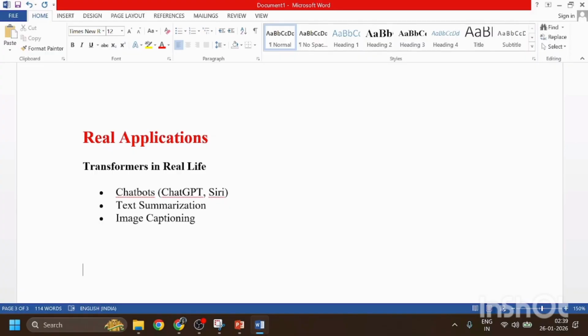Now we are going to talk about real applications of the transformer, or transformers in real life. This is why transformers are everywhere today. Chatbots like ChatGPT use transformers to understand and generate responses. They are also used to summarize long documents, and even to generate captions for images.